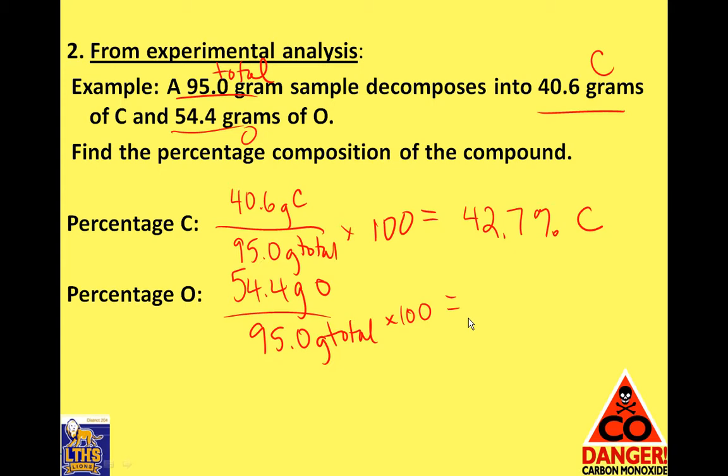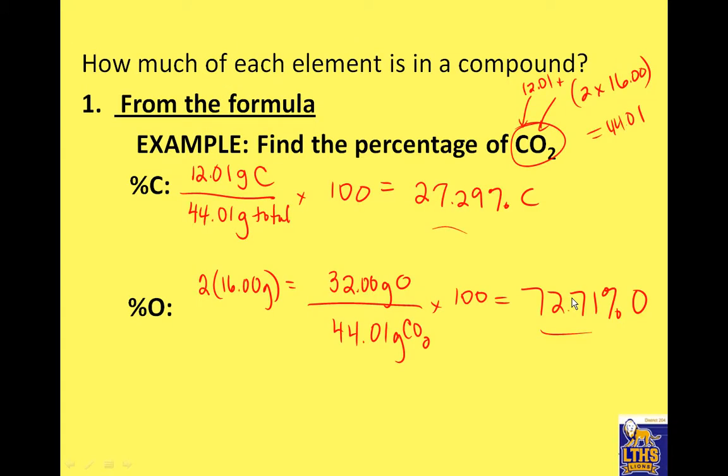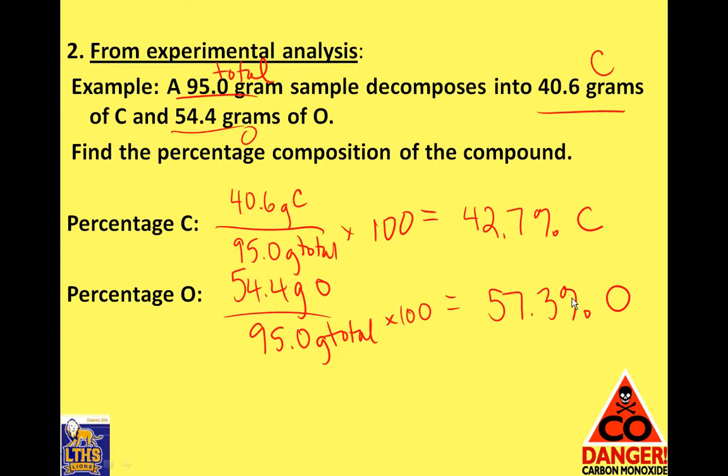You can subtract from 100 to get it too, but then you're assuming you did the first part right. If you do both parts, then you'll find out 57.3% oxygen, which would have come out. But what I want you to notice is that this compound is 27% carbon and 72% oxygen. This one is 42% carbon, 57% oxygen by mass.